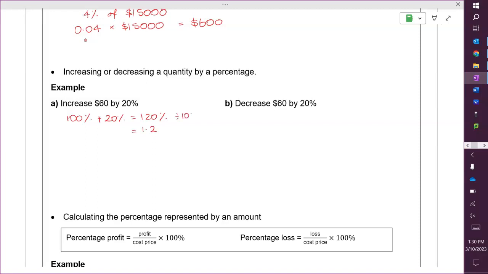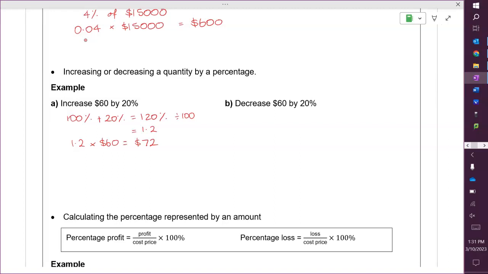So if we divide that by 100, that gives us our decimal multiplier. So if we then have 1.2 times $60, that is going to give us $72. And that's the increase of 20% of our 60 up to that 120%, which gives us our $72.